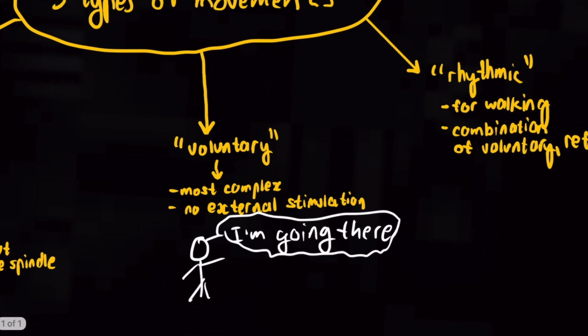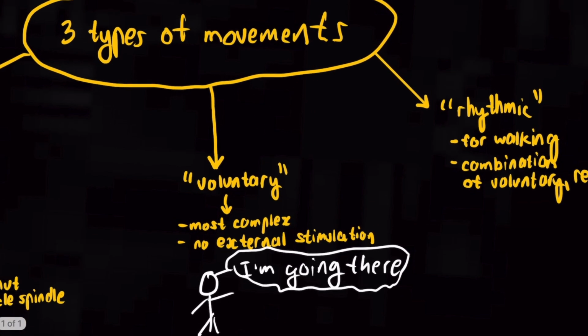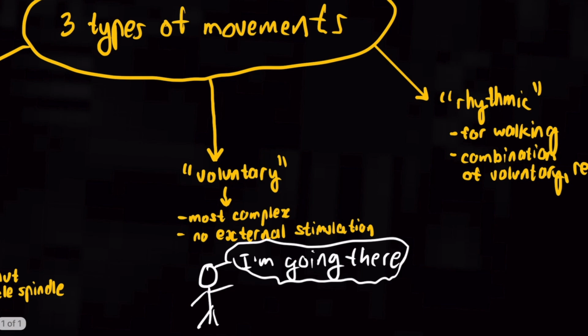And then we have voluntary movements. The voluntary movements are actually the most complex. The thing with voluntary movements, not reflexes, sorry, is that they don't require external stimulation. So you don't need some sort of stimulation from your touch receptors and so on in order to have a voluntary movement.